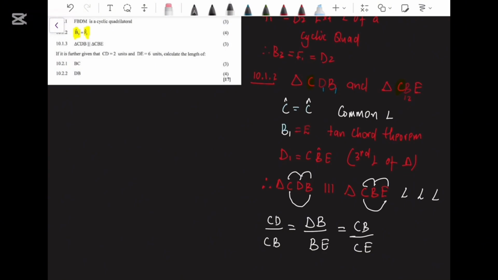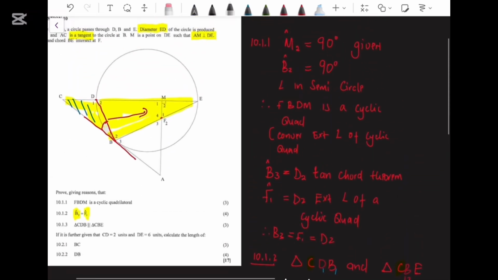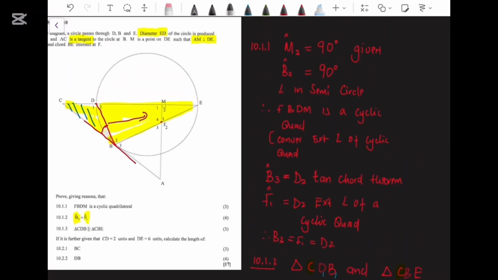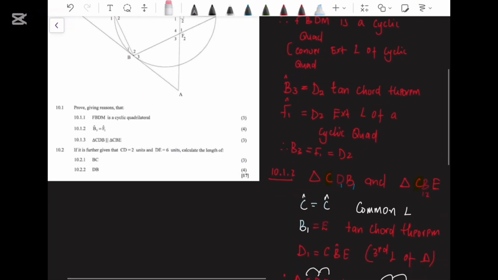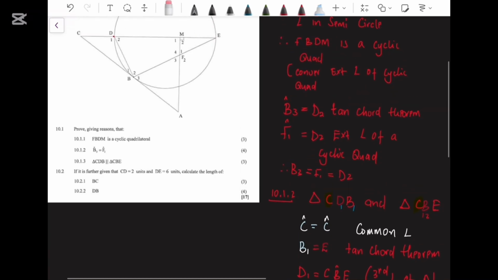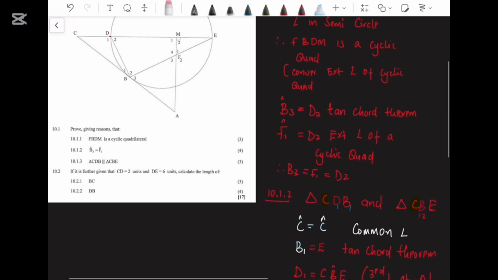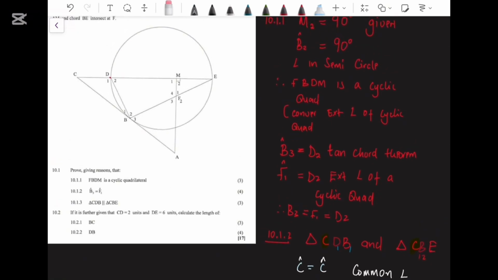So if it is further given that, we need a diagram with this one. Okay, let me erase here. Let me move this diagram a little bit. So if it is further given that CD is equal to 2, so you just put 2 where there is CD, and DE is equal to 6, so the entire DE is 6. Calculate the length of BC.